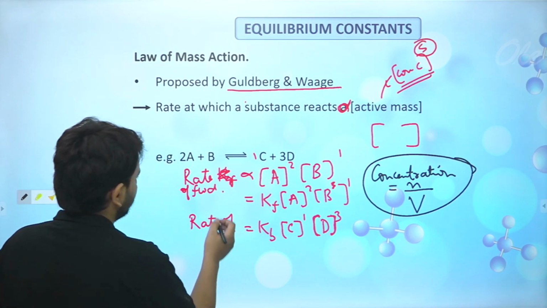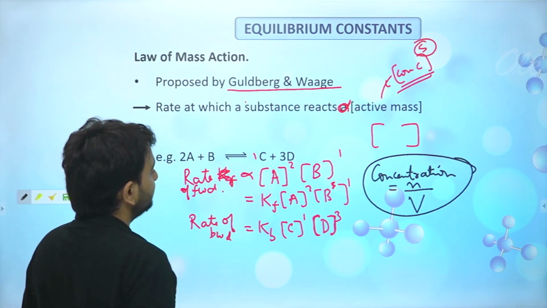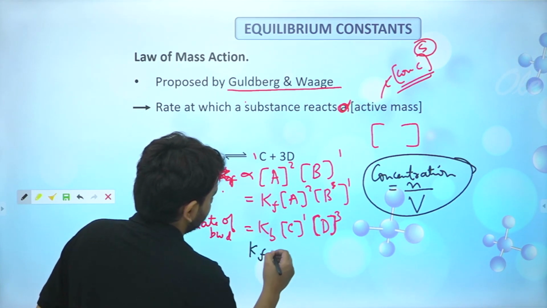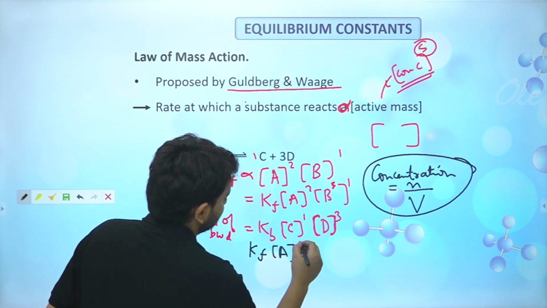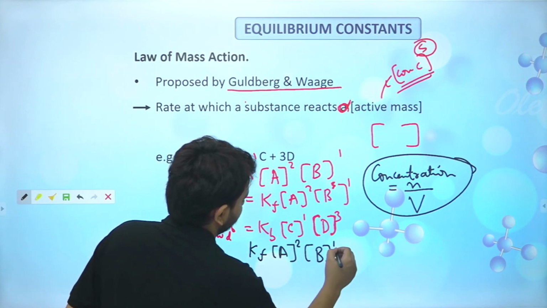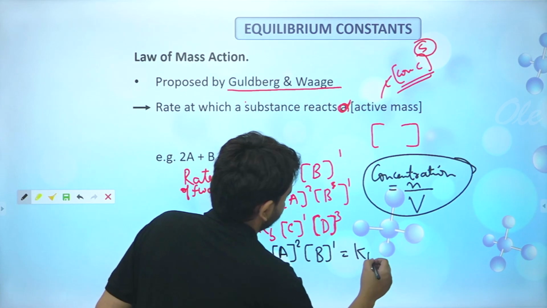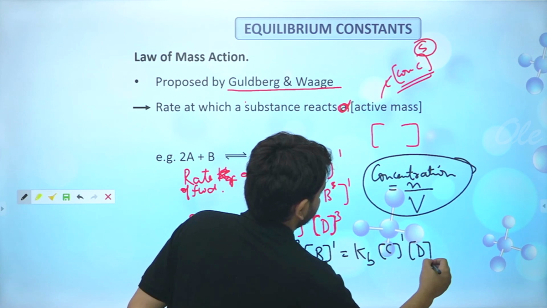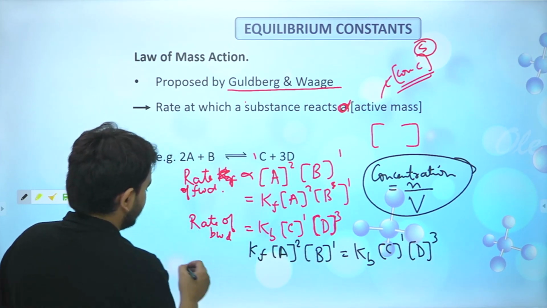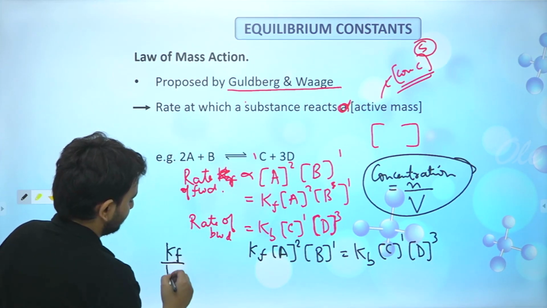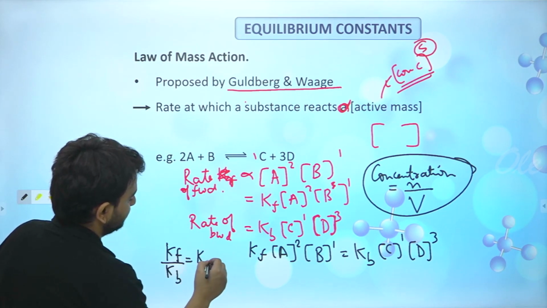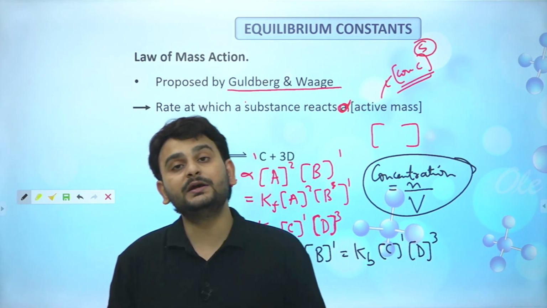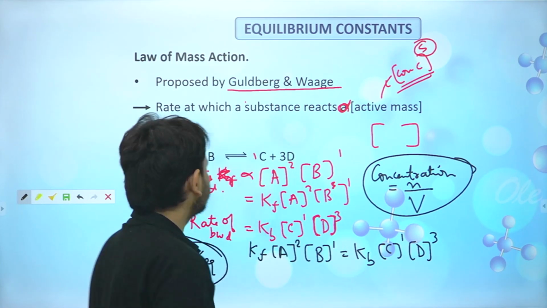At equilibrium, the rate of the forward reaction will become equal to the rate of the backward reaction. So we'll get Kf, concentration of A raised to the power 2, concentration of B raised to the power 1, is equal to K backward, concentration of C raised to the power 1 and concentration of D raised to the power 3. Now Kf by Kb is the equilibrium constant, guys. K forward by K backward is defined as the equilibrium constant. I hope you've understood this, guys, and I'll move on.